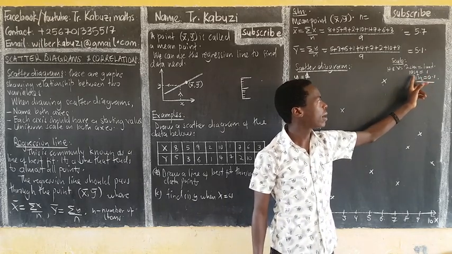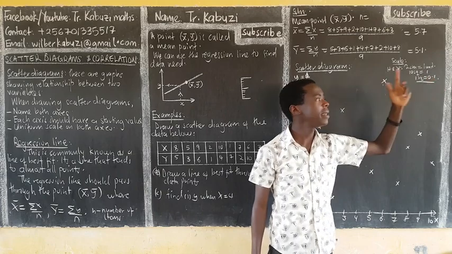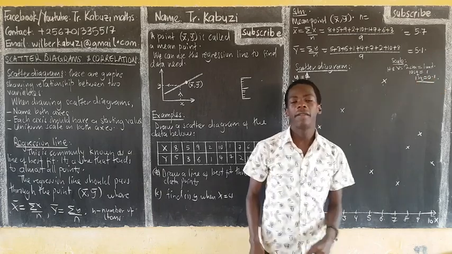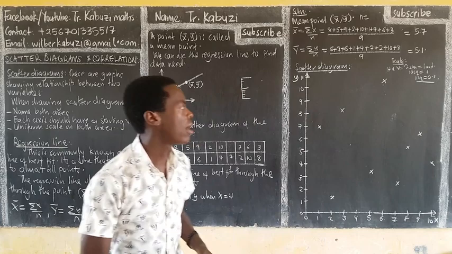What about 1 small square? Divide this side by 10, this side by 10. So it means that every 1 small square is having 0.1. It helps you when you are computing.